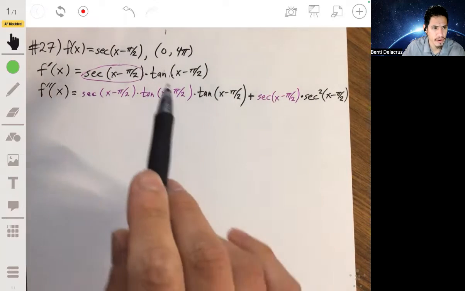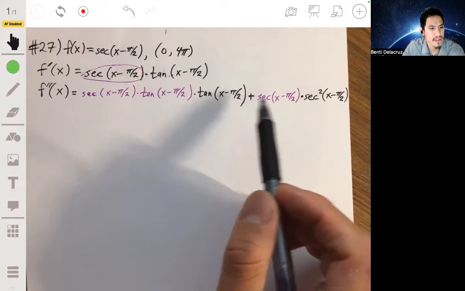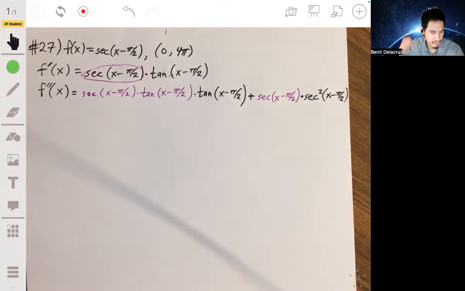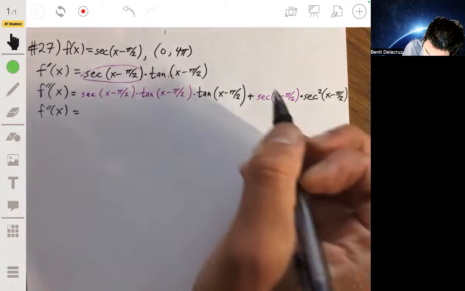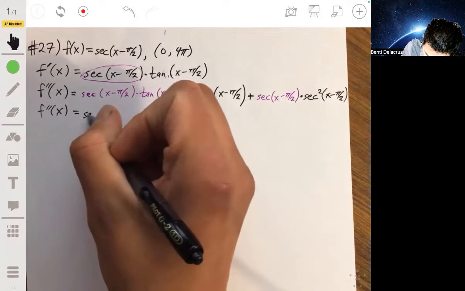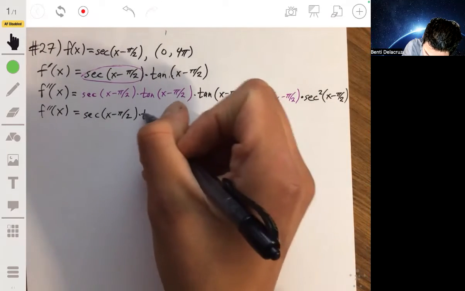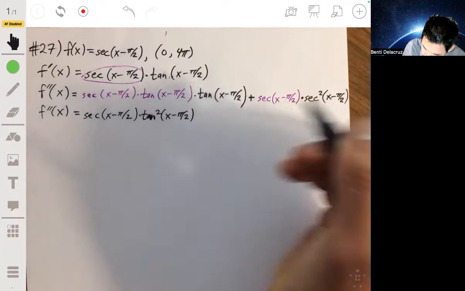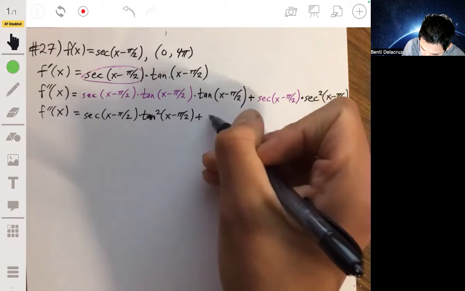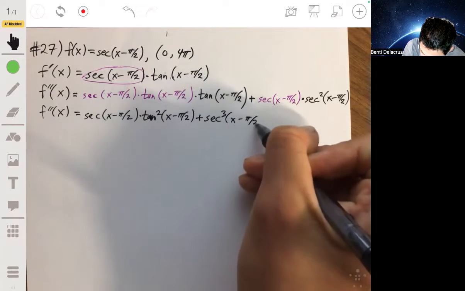And so let's try to clean this up to make it easier to work with. We have a secant in each group, and we have a tangent squared here. So what we got is the second derivative is the secant of x minus pi over 2 times the tangent squared of x minus pi over 2 plus the secant cubed of x minus pi over 2.